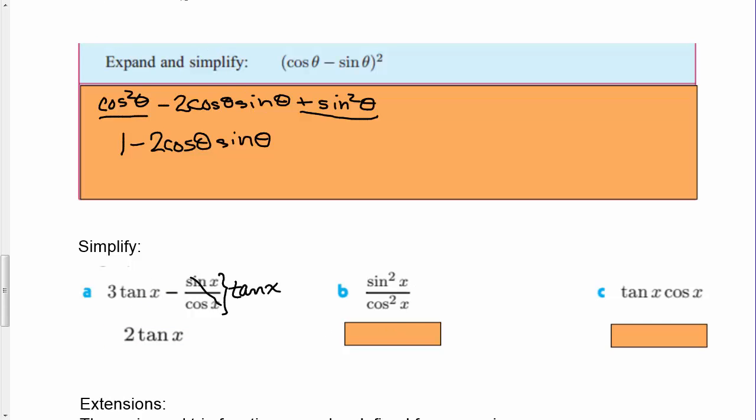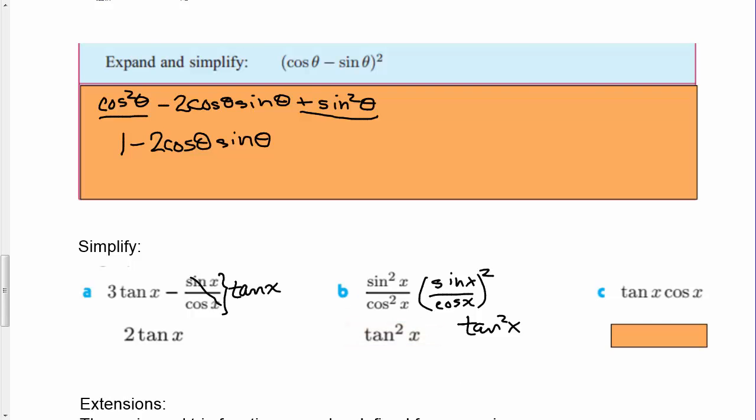On this one, we've got sine squared over cosine squared. Well, that's the same as sine x over cosine x, the whole thing squared, right? That's just a rule of exponents, or we call it tangent squared x, and that's a simpler way to view that one.